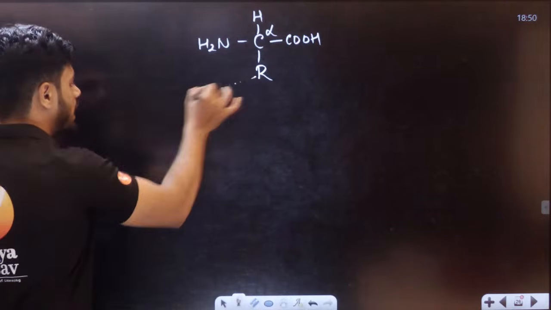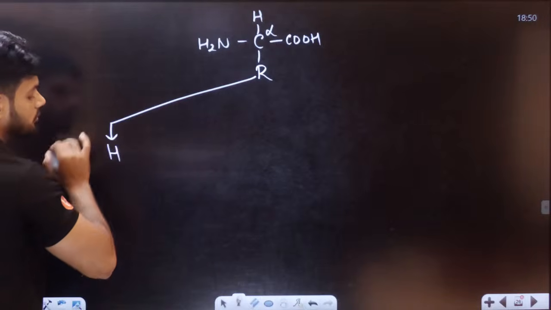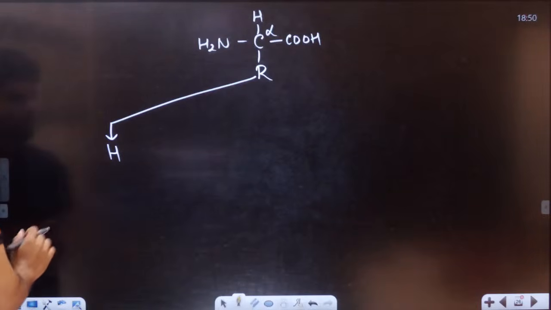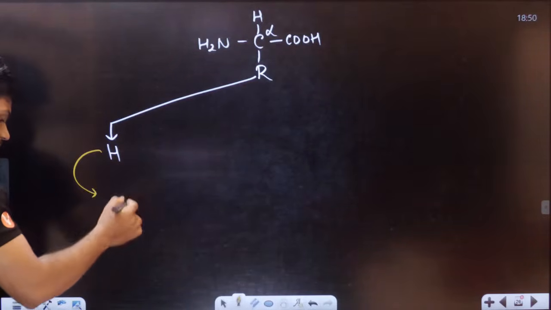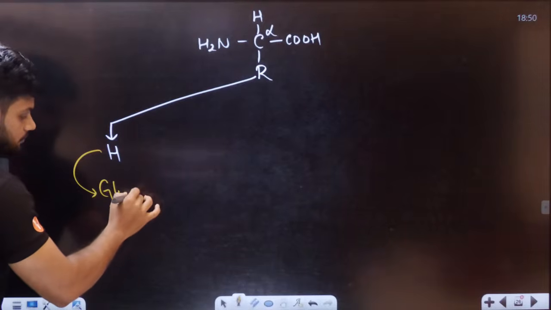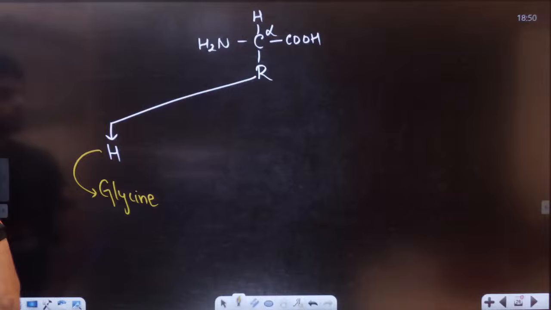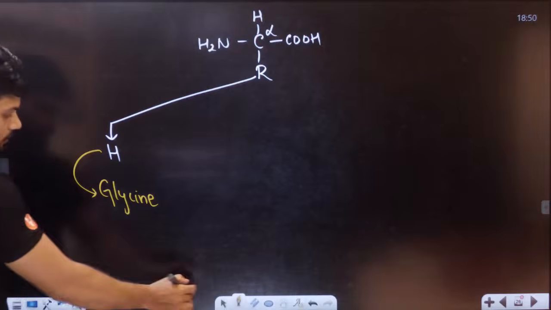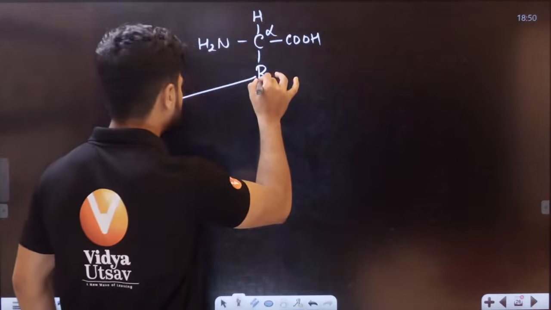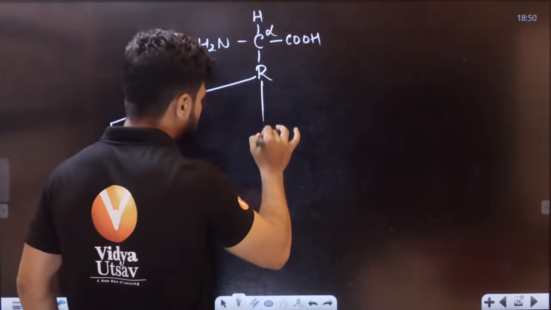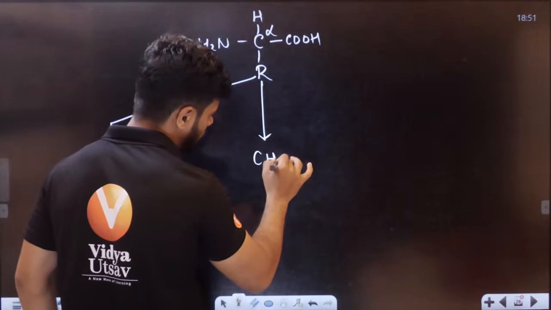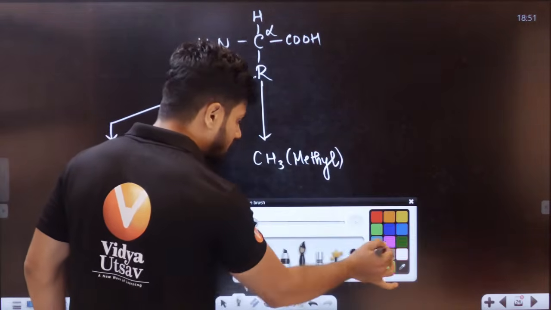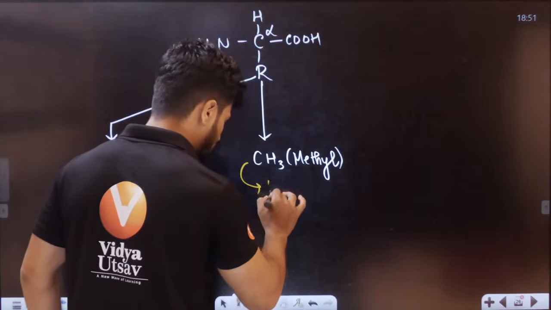Now, students, if this R is going to be hydrogen, let's say, in that case, this amino acid, students, is going to be glycine. Done. Glycine, students, glycine. Students, please remember, this is a glycine right now. Okay. Now, let's say this R right now, students, is going to be a methyl group. If it is a methyl group, in that case, this amino acid is going to be alanine.